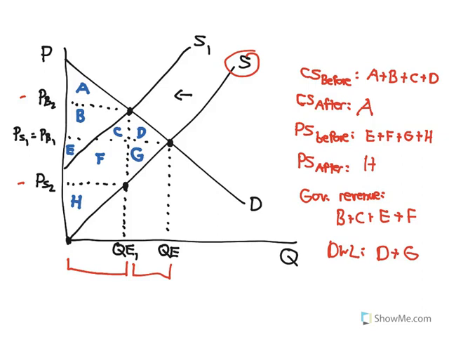So an AP question could ask you a lot of different things with this. They could ask you, what is consumer surplus before and after? Same thing with producer surplus, government revenue, deadweight loss. They can make you do it with letters. They can make you do it with calculations and numbers. So being able to do both is going to be very helpful. The practice that I've given you with this should help you see if you get this or not.